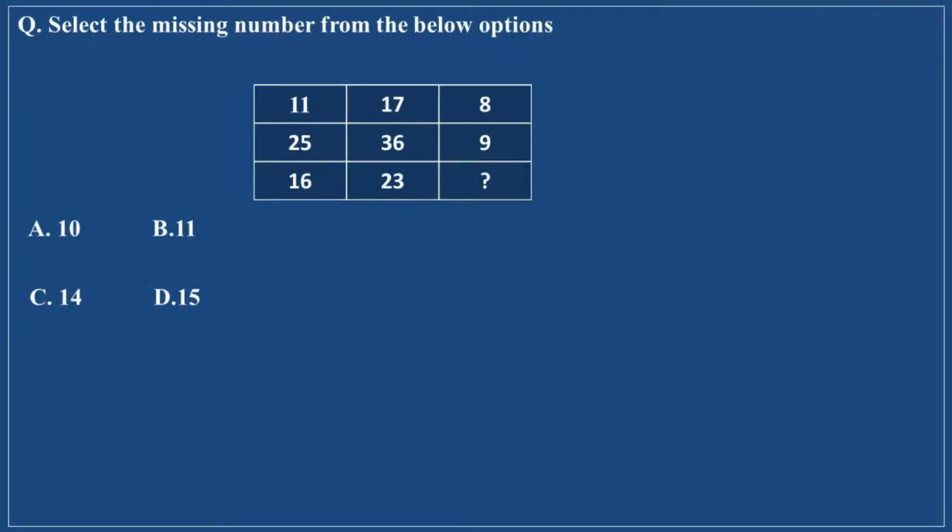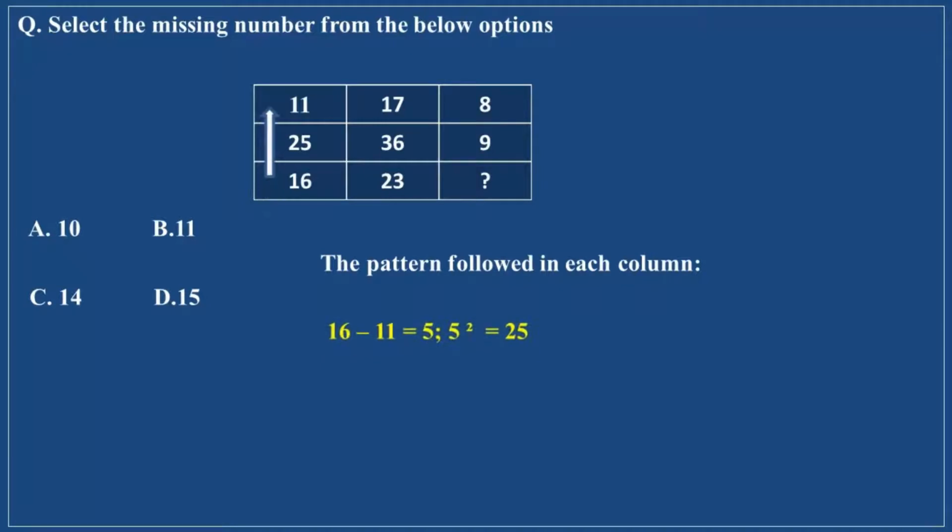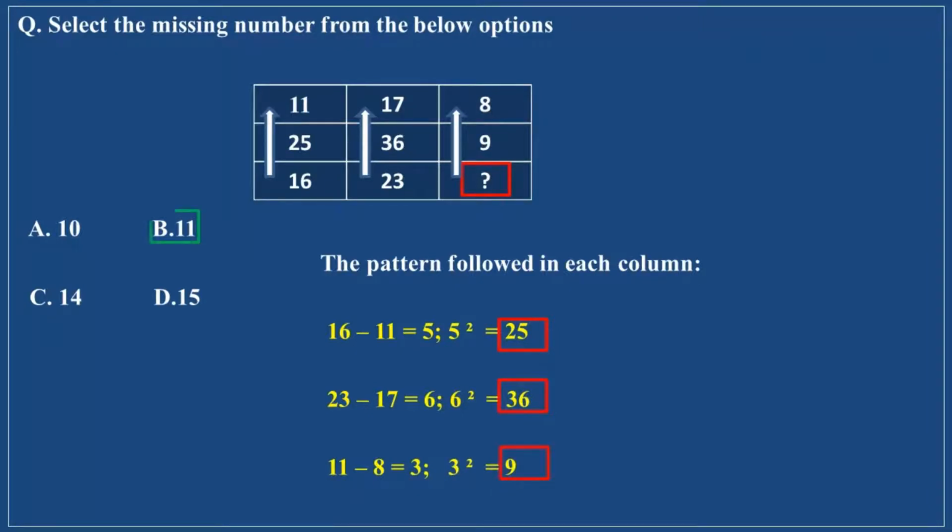In this matrix, the pattern followed in each column is: 11 is subtracted from 16 to get 5 and the square of 5, which is 25. On the second set of columns, 17 is subtracted from 23 to get 6 and the square of 6, which is 36. Similarly, on the third set of columns, 8 is subtracted from 11 to get 3, and the square of 3 is 9. Hence, option B is the right answer. Let us proceed to the next question.